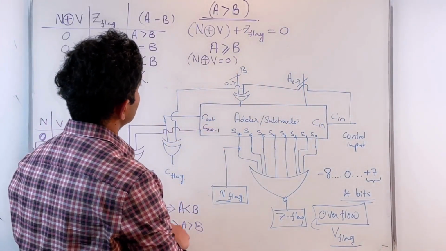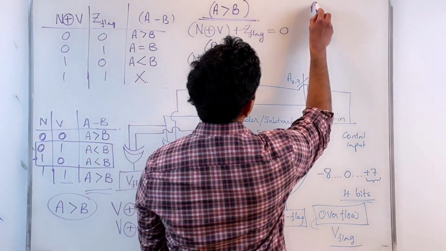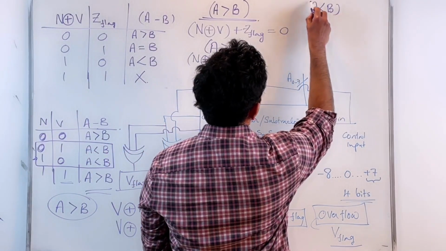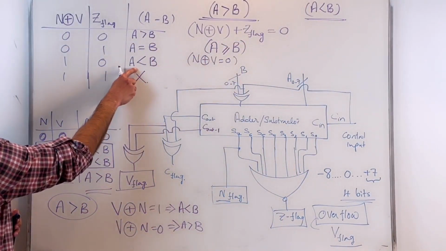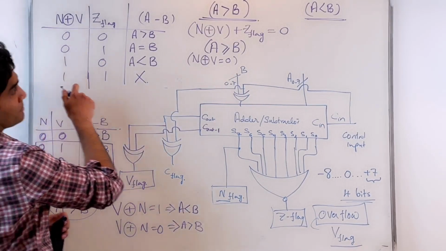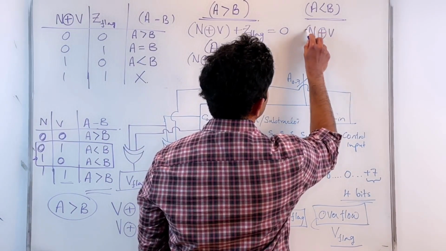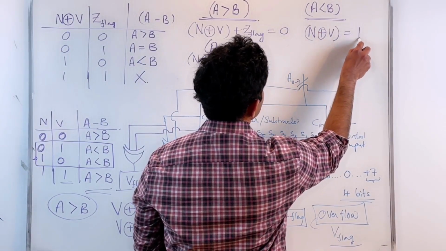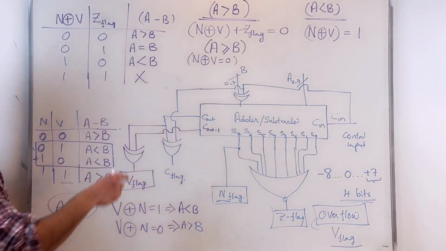For A, I got this. For A strictly less than B, we need N exclusive OR V to be a 1, because if N exclusive OR V is 1, the Z flag cannot be 1 at the same time.